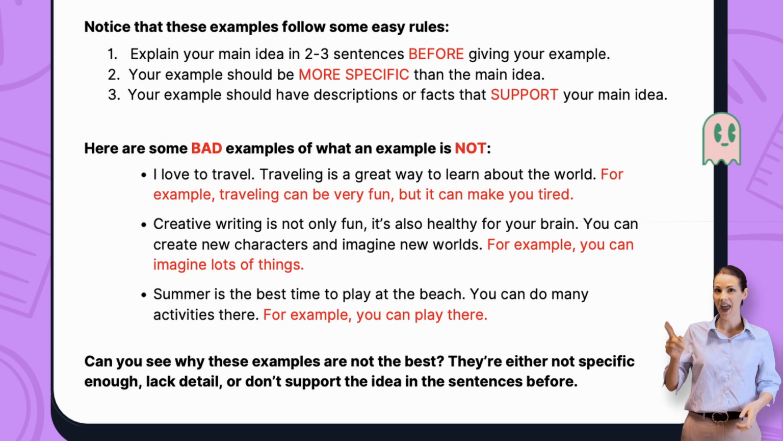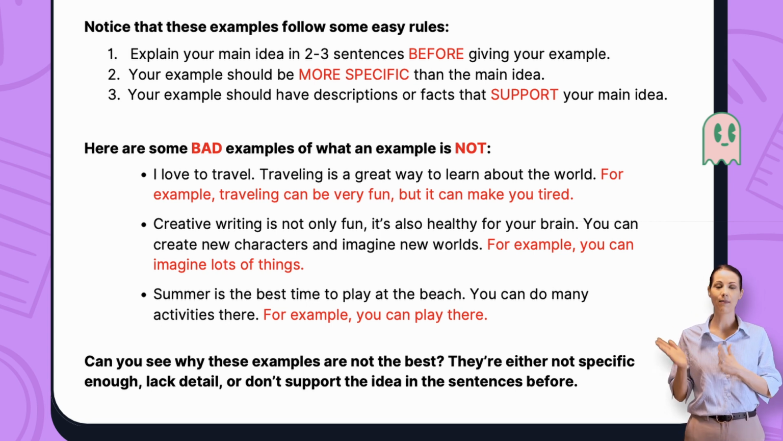Number 1, explain your main idea in 2 to 3 sentences before giving your example. Number 2, your example should be more specific than the main idea. Number 3, your example should have descriptions or facts that support your main idea.